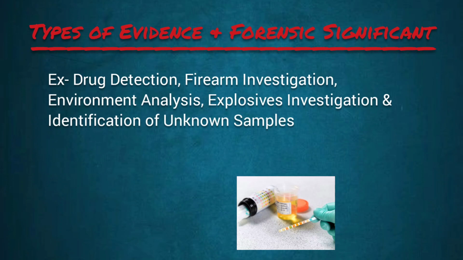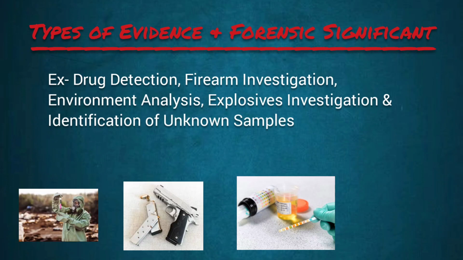Next, types of evidence and forensic significance. Examples: drug detection, firearm investigation, environment analysis, explosive investigation, and identification of unknown samples, including that of material samples obtained from the planet Mars during probe missions as early as the 1970s. GCMS can also be used in airport security to detect some substances in luggage or in human beings.